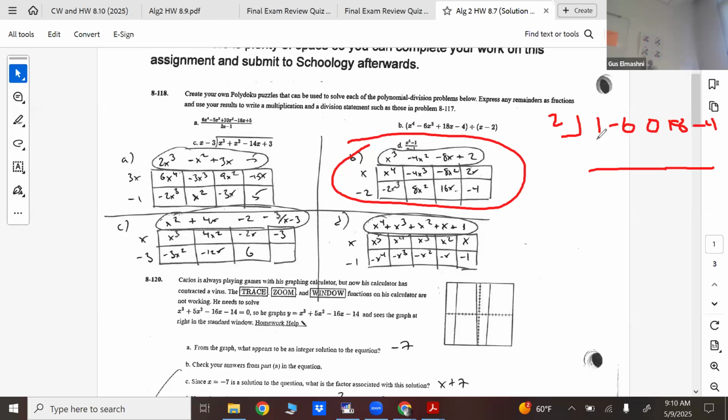Then the coefficients, right? These are my coefficients, 1, -6, 18, -4. Because there's no x squared term, I have to put 0 as a placeholder. So that's 0. I'm just putting the coefficients right now. Correct. Okay. Now, this is the part where I need you guys to focus. This is the part where people get lost.